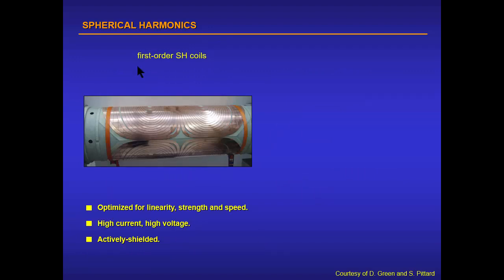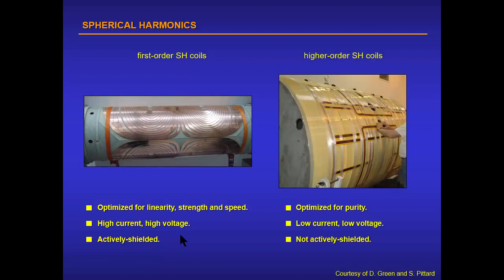This is how the first orders typically look, because they're your gradients. So they're heavy duty, like copper plating. They're optimized for linearity and strength. They use high current and high voltage because you want to make images with them, and they're actively shielded. So eddy currents are typically not too much of a problem. These are the higher order shim coils. You can see they're much flimsier. They're typically pasted onto the side of the tube. They're optimized typically for purity, but they run with low current and low voltage, and they're typically not actively shielded, and that will become an issue if you start to pulse them. I'll briefly mention that later.